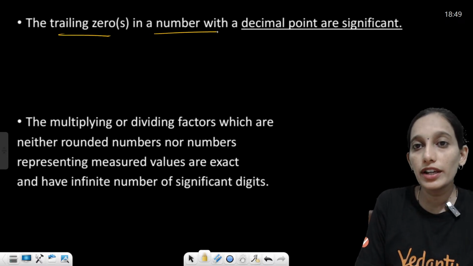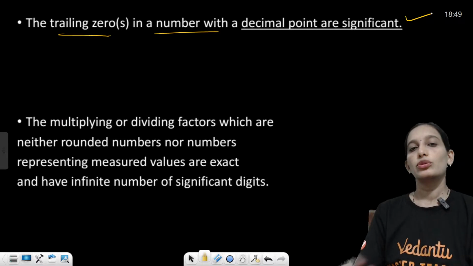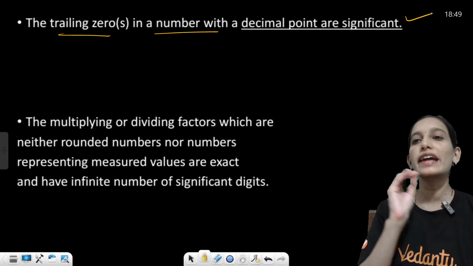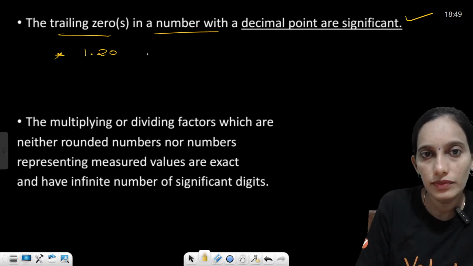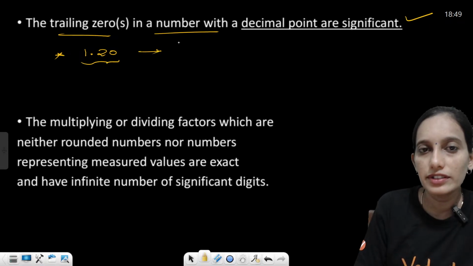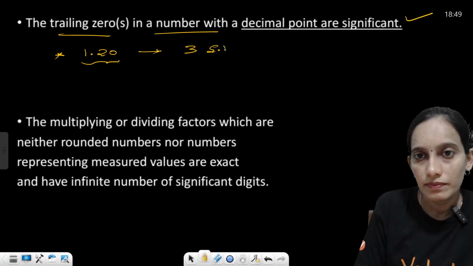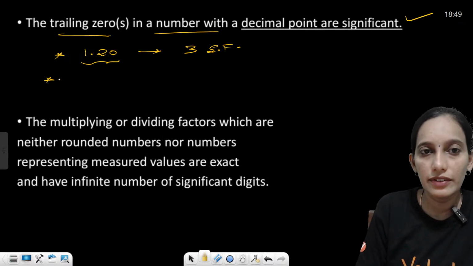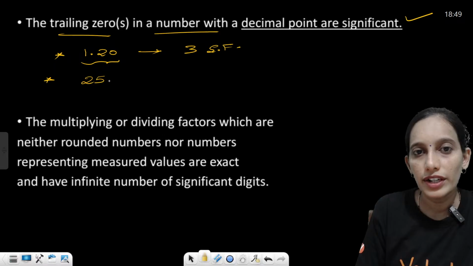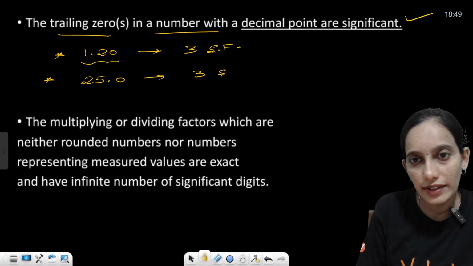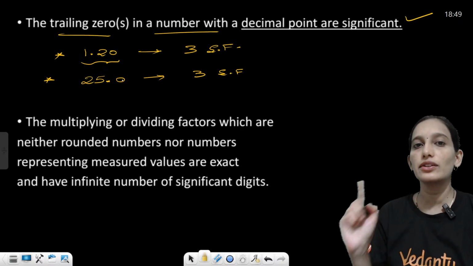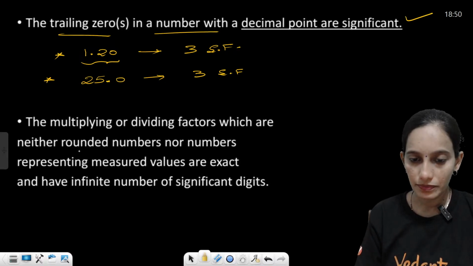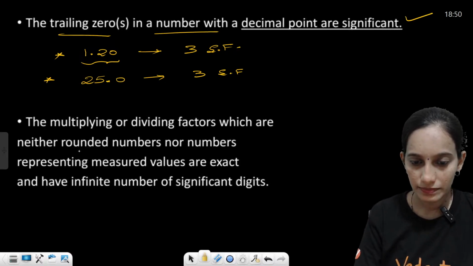The trailing zeros in a number with a decimal point are significant. So if there is a decimal point, then all the ending zeros are significant. For example, 1.20. Here all these 3 are significant. Similarly, if we have a number like 25.0, again 3 significant figures. So please remember, if there is a decimal point, the ending zeros are significant. Okay, is that clear?